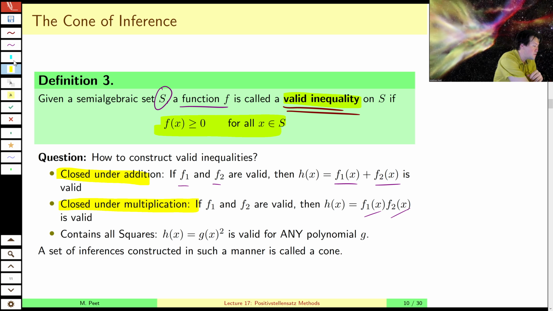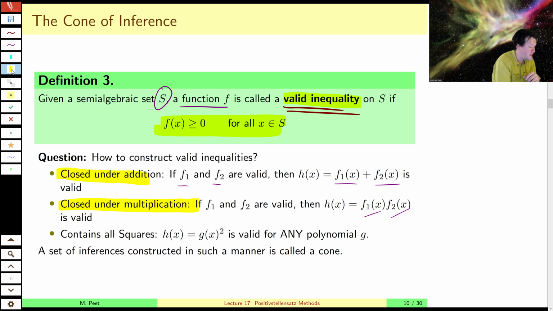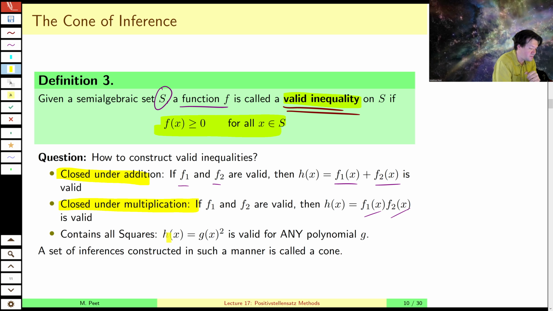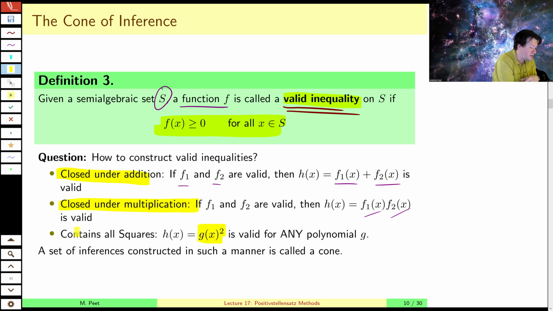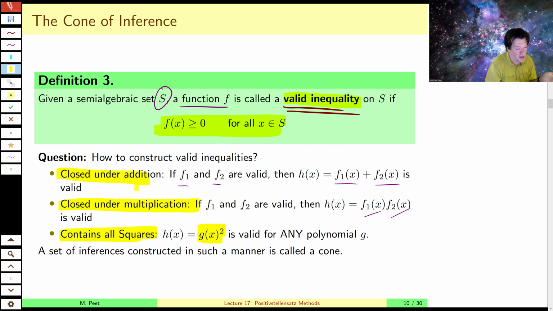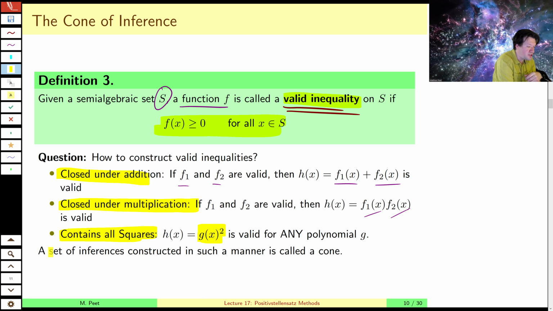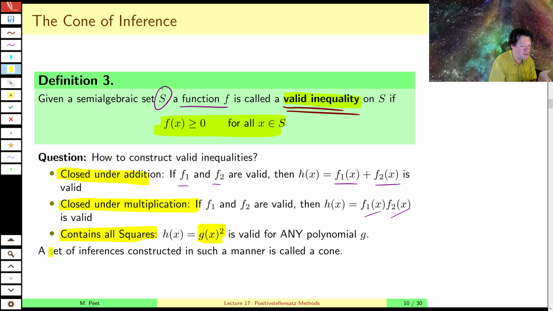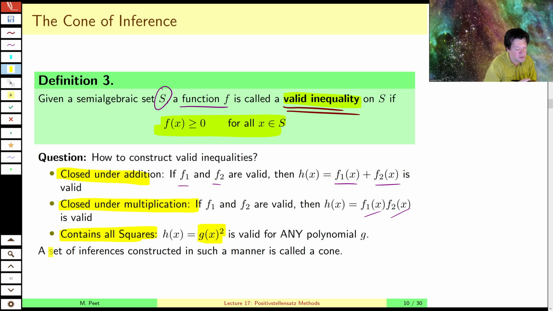Right? So we can add to these two conditions the sets of sums of squares, right? Or actually, all we need to do is add the squares to the set closed under squares, right? Because, of course, when you multiply and add things, you get sums of squares, right? So any square is valid on any set, right? It doesn't matter what g is, and it doesn't matter what the set is, right? So we're just basically going to examine these inferences. These are the three inferences, three ways of constructing valid inequalities that we consider, right?